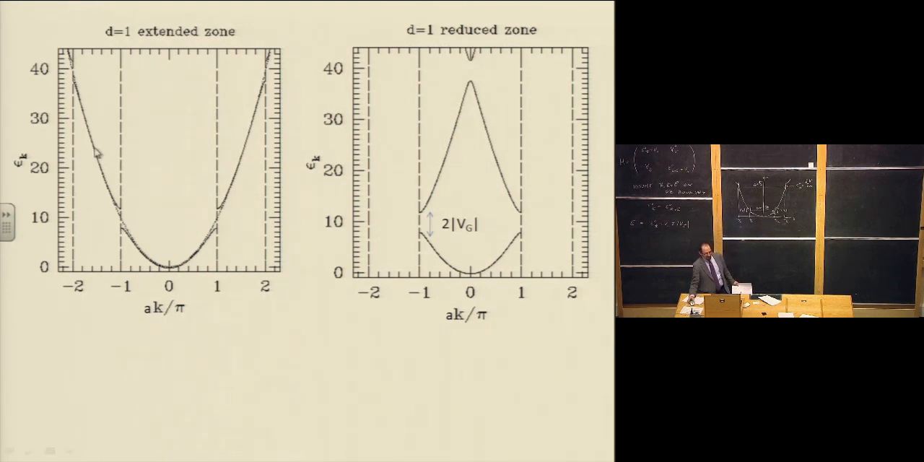Now, we're perfectly entitled to view the same thing in reduced zone scheme, where we take this piece of the spectrum and we shift it over by 2 pi over a, so it's over here. And we take this piece of the spectrum, we shift it over by 2 pi over a in the other direction until it's over here. And we view everything within the first Brillouin zone, but now we have two bands within the first Brillouin zone. So we have a lowest band and we have a higher band.